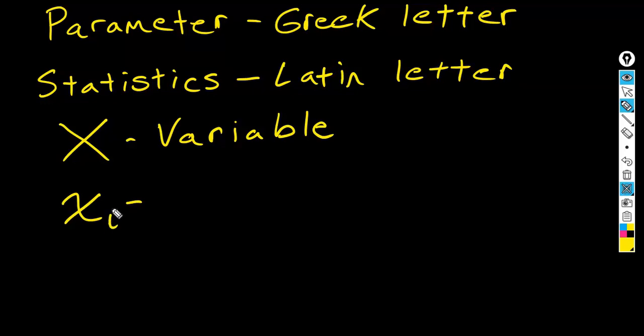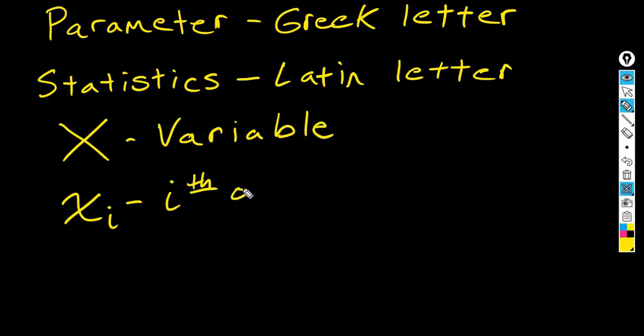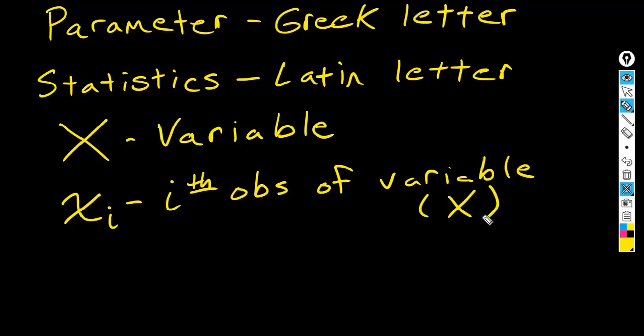Often you'll see it notated as such, x_i, x with a subscript i. This is the ith observation of the variable, or capital X, right? That i is just a placeholder for a number, right? So the first, second, third, fourth, fifth observation of our variable, so on and so forth.